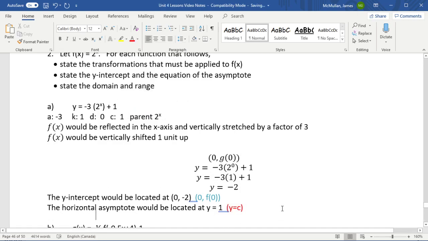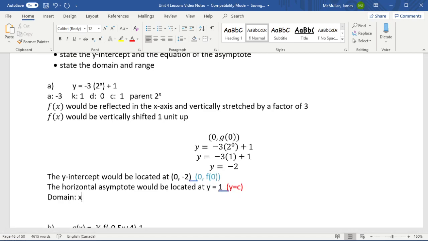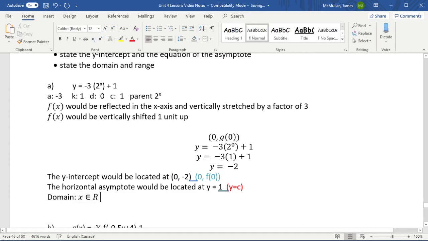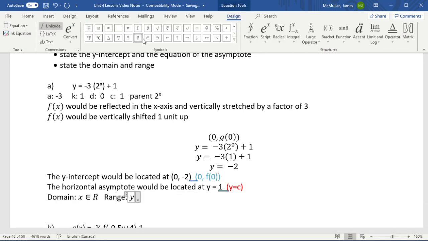State the domain and range. So the domain is x belongs to any real number. The range, now you have to think a little bit about the range, right? You're always going to say y belongs to any real number, and then we're going to say y is either greater than c or less than c.